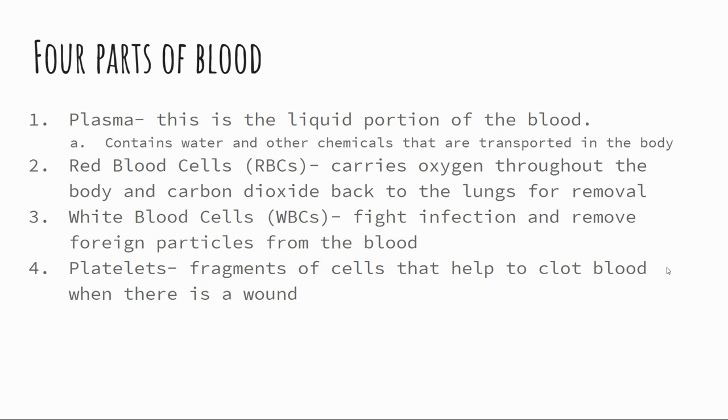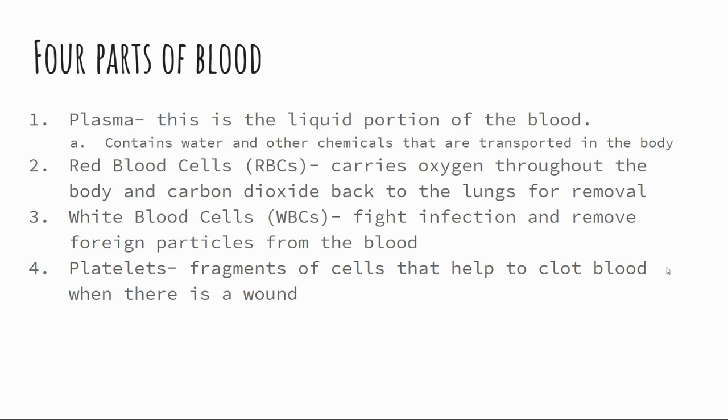So blood has four parts. First one being plasma. We've talked about plasma before, but just to remind yourselves, plasma is the liquid portion of the blood. You have red blood cells, which carry oxygen throughout the body and remove carbon dioxide from the body by carrying it back to the lungs. White blood cells play a major role in the defense system of the body, fight infection and remove foreign particles from the blood. And then last is platelets.